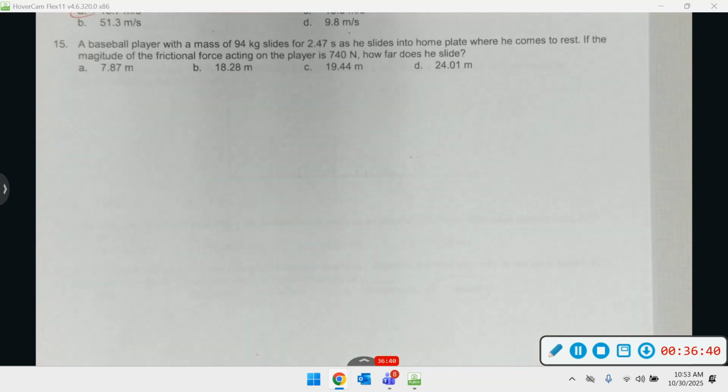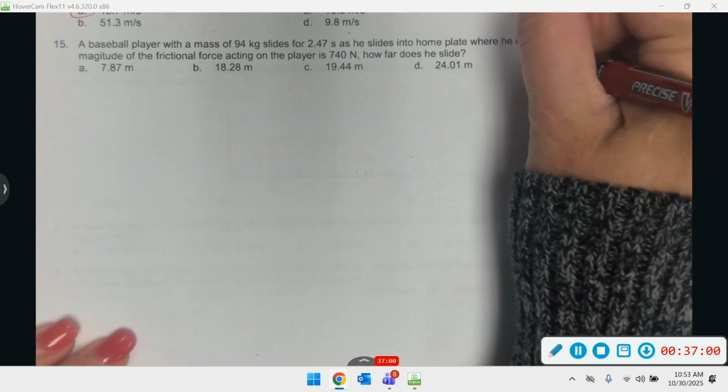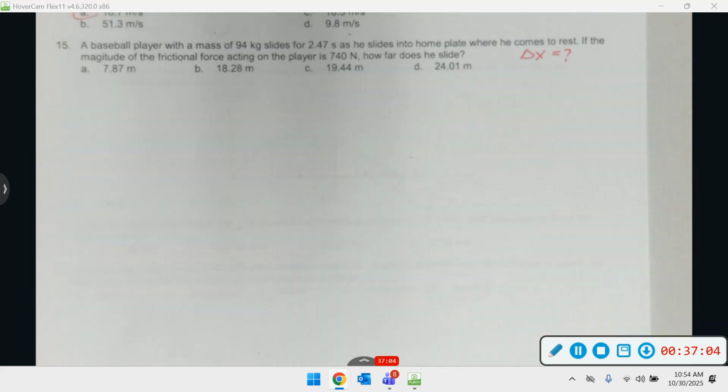Number 15 says, a baseball player with a mass of 94 kilograms slides for 2.47 seconds as he slides into home plate where he comes to rest. If the magnitude of the frictional force acting on the player is 740 newtons, how far does he slide? So this is a stopping distance question where they're asking us to solve for delta x. So I know I have to use a kinematic equation eventually.